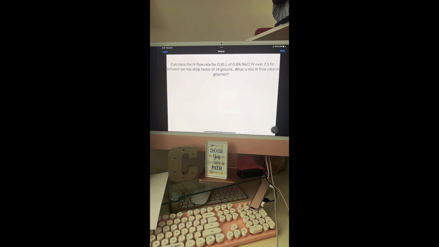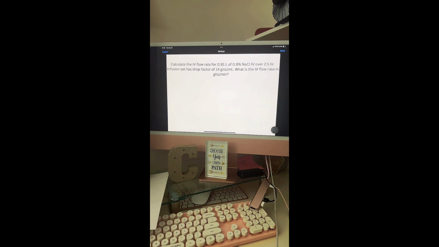All right. Calculate the flow rate of 0.91 liters of 0.9% normal saline over 2.5 hours. The infusion has a drop factor of 14 drops per milliliter. What is the IV flow rate in drops per minute? Okay, so what is my rule? I am not converting. I'm gonna let my equation do all of my work. I'm gonna pick up the calculator one time.